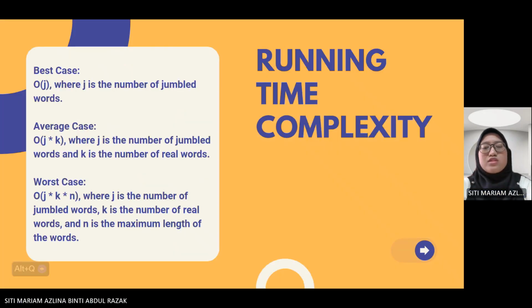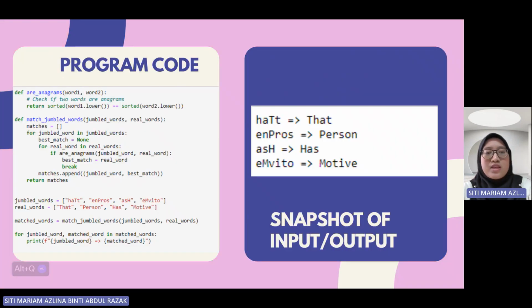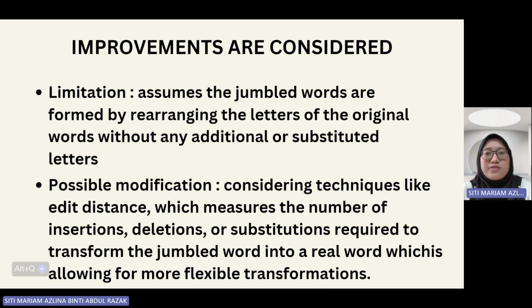real word. So the running time complexity for this approach is that the best case is linear, which is O of n, and the average case is J times K, and the worst case is J times K times N. The left side is the program code for this approach, and the right side is the output for this code.